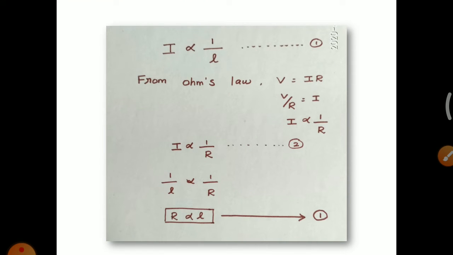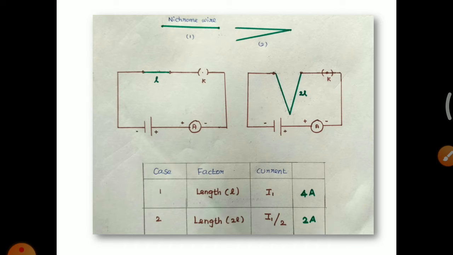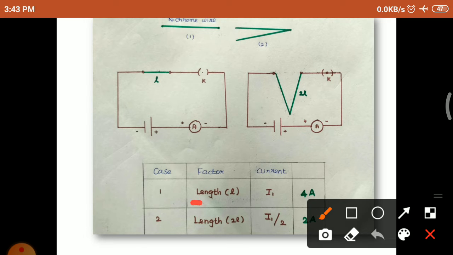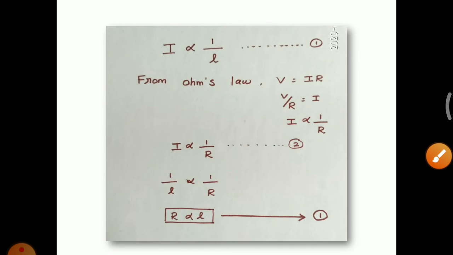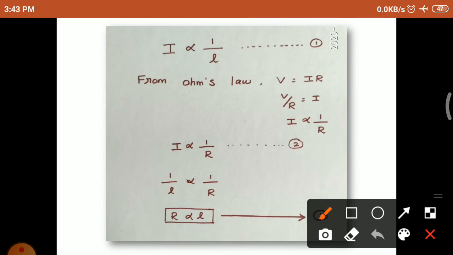So from this I can say that I is inversely proportional to L. Why? See here, when I increase the L, the I value is decreased. Here L, the value is 4 ampere. Here 2L, the value is 2 ampere. So from this observation, I can say that the I value is inversely proportional to L.